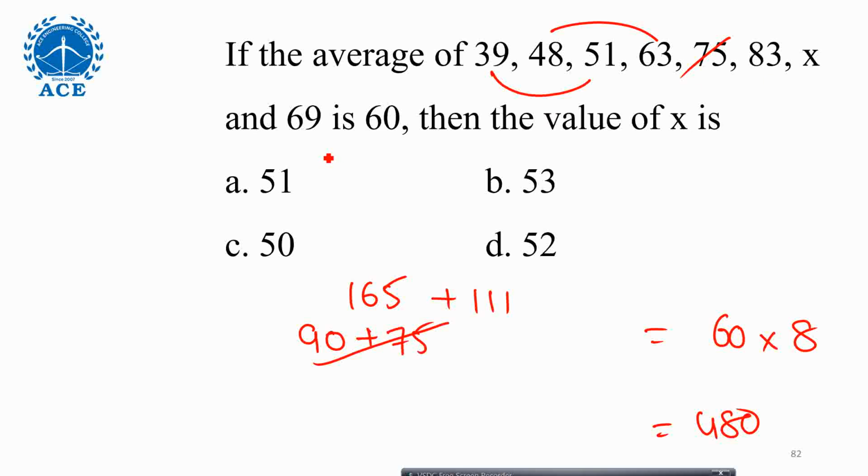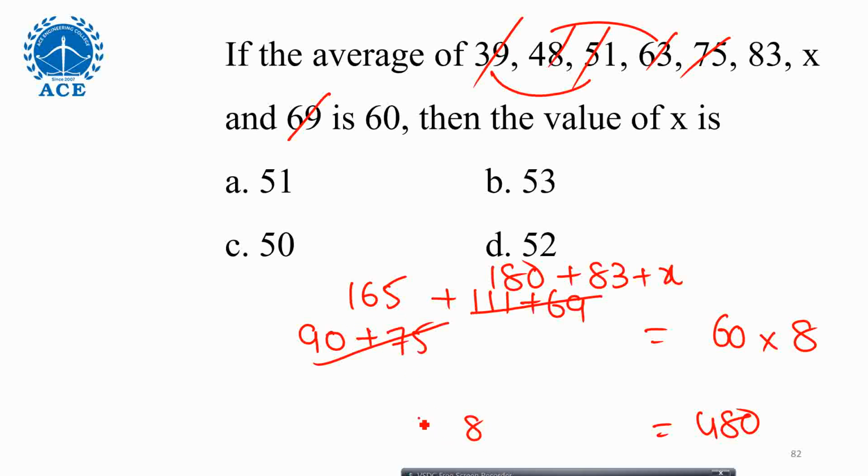Okay, 111 along with this 69 will give 180. So the 69 is also gone. This one gone, this one gone. So now we're left with 51, also done, right? So 83 and x. Right, this is 263.